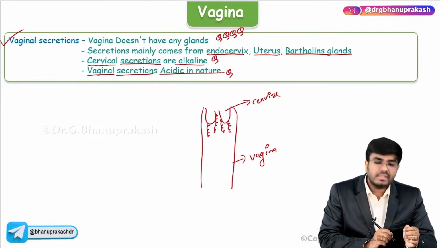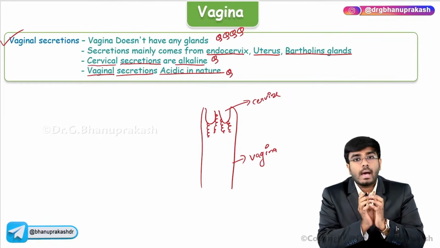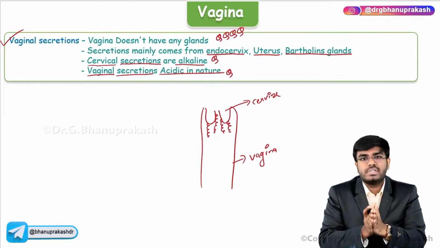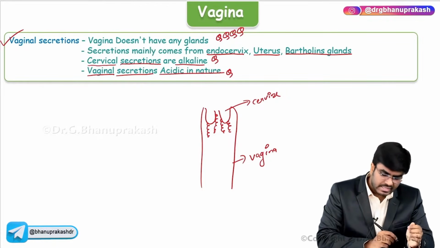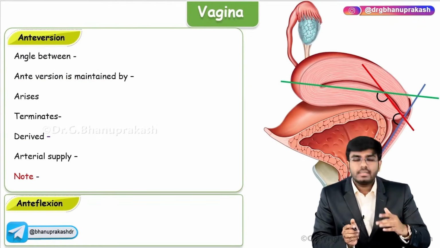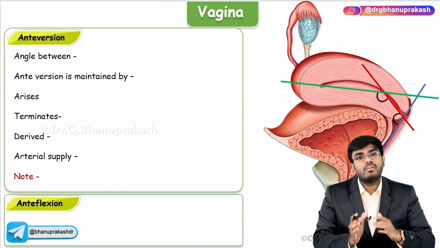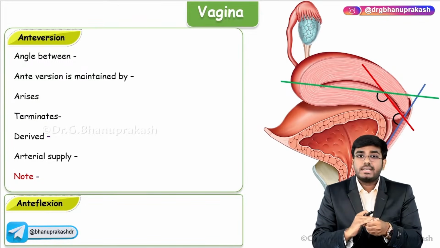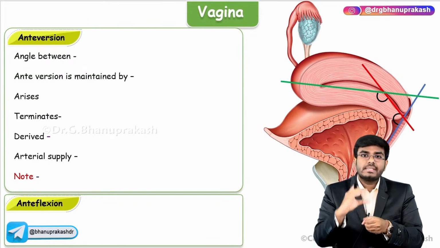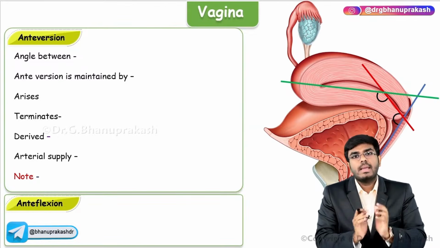Okay, now after this let's see some very important points about the angle of anteversion and the angle of anteflexion. See, this topic needs to be discussed under the uterus, but in order to give you a better idea, I am discussing this in the topic of the vagina. Now we all know that there is this vagina over which there is the cervix and uterus.